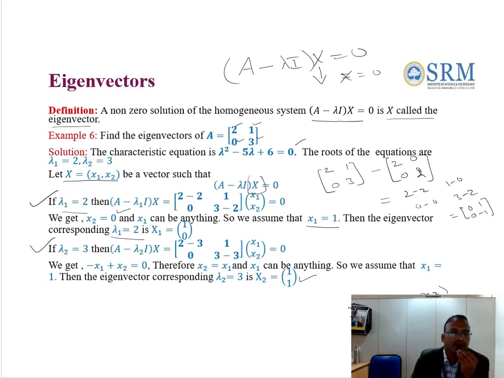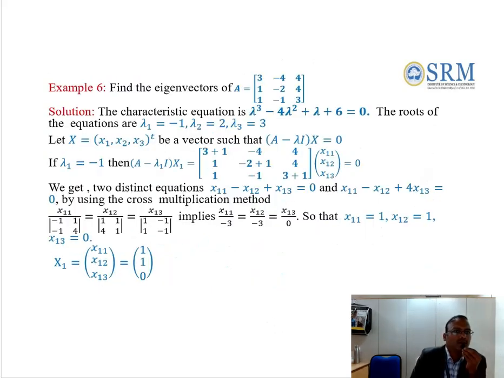Look at this. These two vectors are non-zero vectors. Our first eigenvector is (1, 0) and the second is (1, 1). These two are non-zero vectors which are satisfying the above system of equations. Now let us see the non-trivial example.